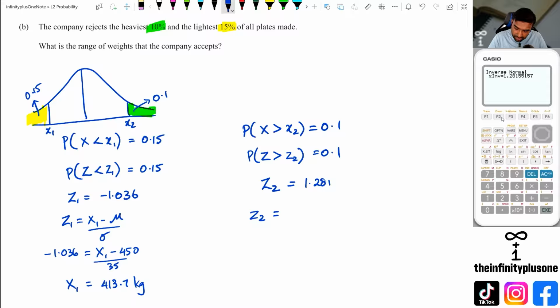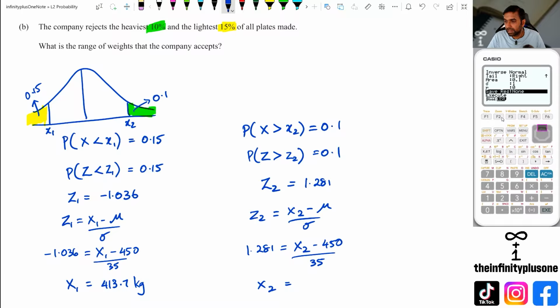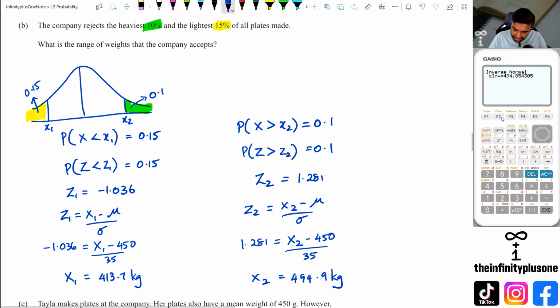So z2 equals x2 minus the mean over standard deviation. z2 is 1.281 equals x2 minus 450 over 35. And then I can just say x2 equals, but I'm going to just put that in the calculator. And that's going to give me 494.9 kgs. So basically the acceptable range is between 413.7 and 494.9 kgs. Now, I know I kind of mixed things up here with doing it manually.